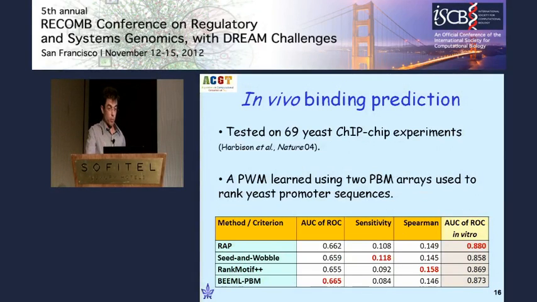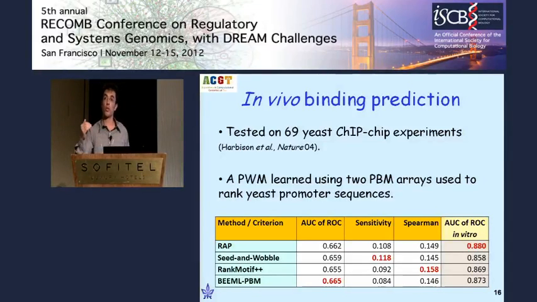The last test that we performed was for the in vivo binding prediction. Here we used a very popular data set of Harbison et al. In this case, we used the 69 yeast ChIP-chip experiments, in which the TF was also available with a PBM experiment. We used the 2 PBM arrays to learn a position weight matrix, and we used this matrix to predict the binding of yeast promoter sequences.